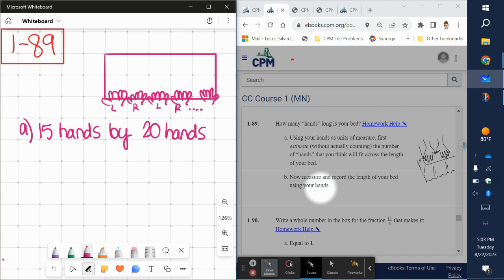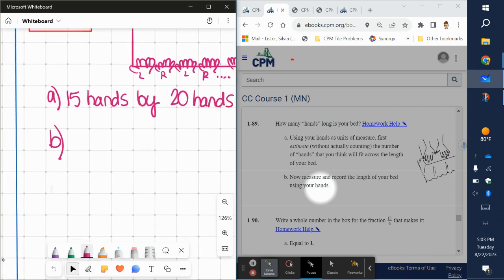So there is not really a wrong way to do this right now. You can just get up and go ahead and count and set your hands down one next to each other until you get all the way from one end to the other end. And then we are going to go on to 190.